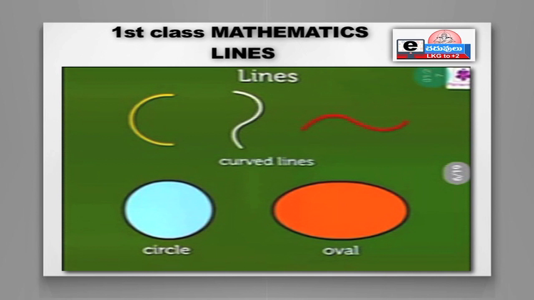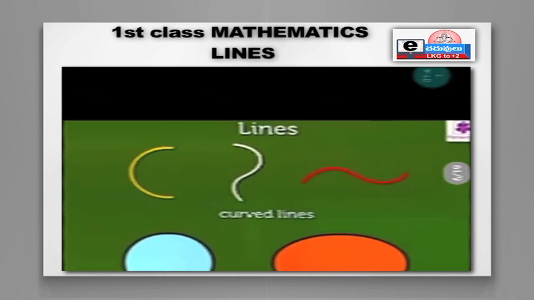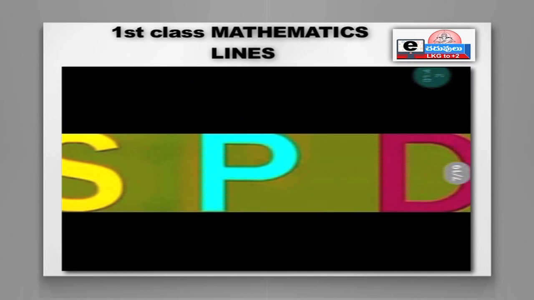See, half circle and lines are semis. So these are the diagrams we can draw with curved lines. What are those? Circle and oval. Yes, no. Let's see. S, P, D. In these, try to identify which are made with curved lines or straight lines. Both are there. How? I'll show.